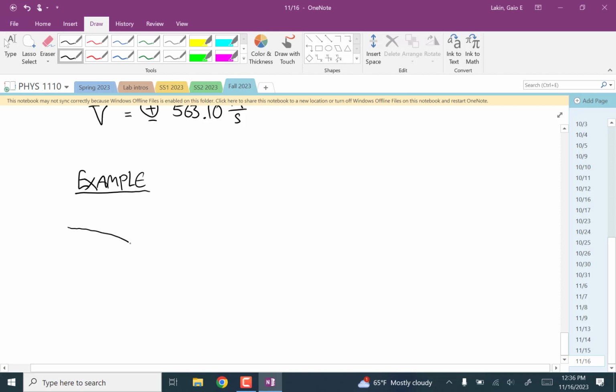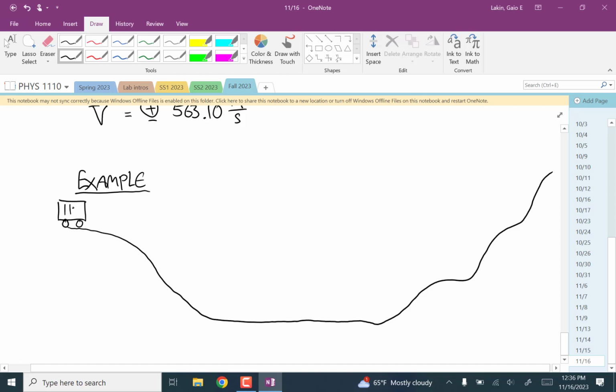So let's say we have a hill, and then a flat section, and then another hill. And we start by pushing a 1 kilogram cart down the hill. This hill has a height of 1 meter. Down on the flat part, there's another cart with a mass of 0.5 kilogram.